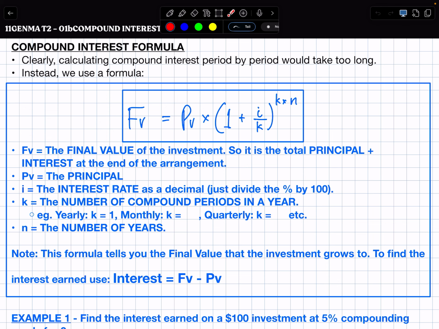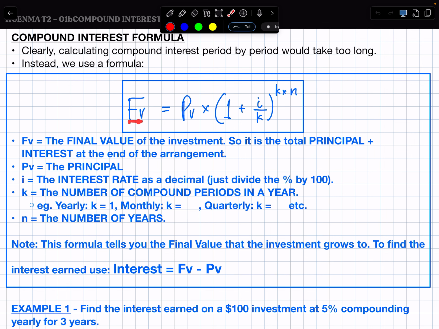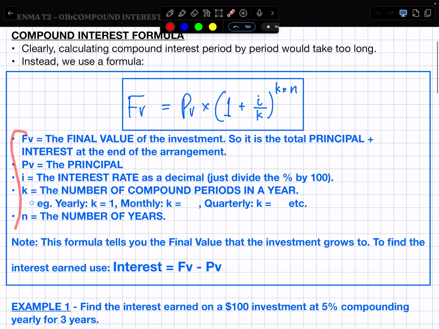So the compound interest formula looks like this. FV equals PV times by 1, it's always 1, plus I divided by K in the brackets. Close the brackets here. And then that's a power. It's to the power of K times by N. Get that formula down, and then we'll go through what the little codes mean.